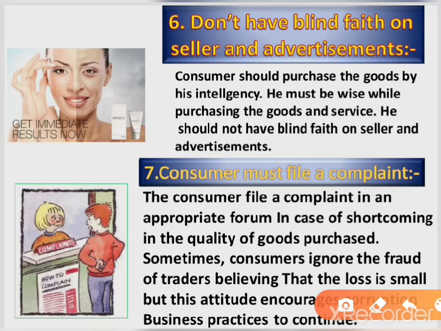Next responsibility is consumer must file a complaint. The consumer must file a complaint in an appropriate forum in case of dissatisfaction with any good or service or on being exploited by the seller. The consumer should not ignore the fraud of traders, as the ignorance will give encouragement to the seller or traders to get involved in unfair trade practices.